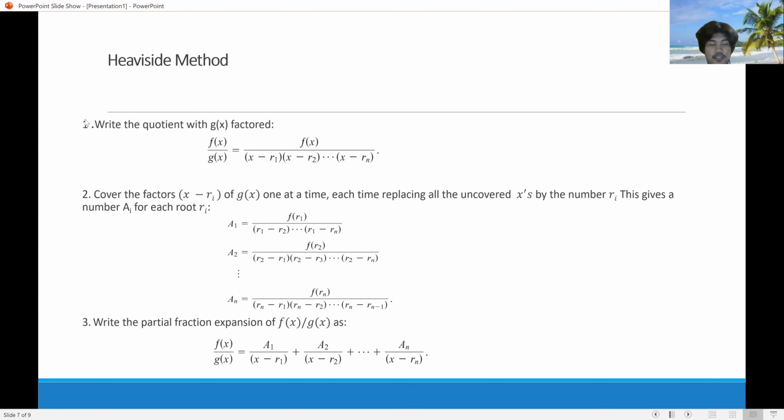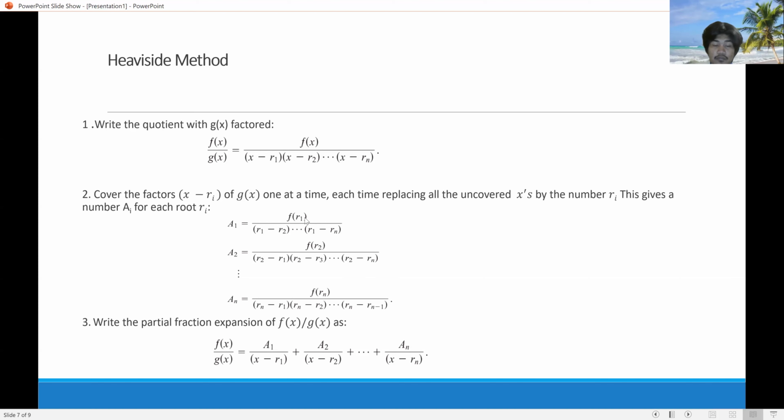And here is another method that is used to calculate the partial fraction. It's called the Heaviside method. Here the definition is: one, write the function with g of x factored. So as you can see here, we get f of x divided by g of x is equal to f of x over (x minus R1)(x minus R2) until (x minus Rn). To cover the factor of (x minus Ri) of g of x one at a time, each time replace all the uncovered x by the number Ri. That gives a number Ai for each root Ri. Here is the formula that you can see.